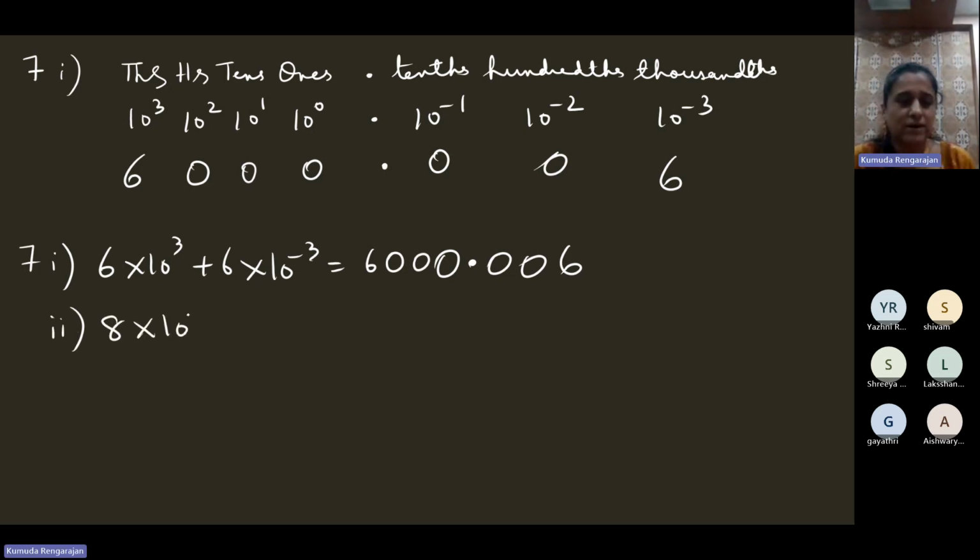8 into 10 to the power minus 4. So here we don't have the whole number part at all. That is, we don't have any digits before the decimal point. It's only 8 into 10 to the power minus 4. So start with 0 point, 10 to the power minus 1, nothing. 10 to the power minus 2, nothing. 10 to the power minus 3, nothing. 10 to the power minus 4, 8.